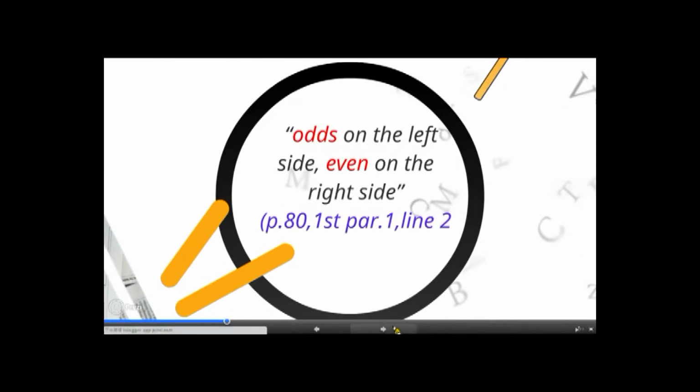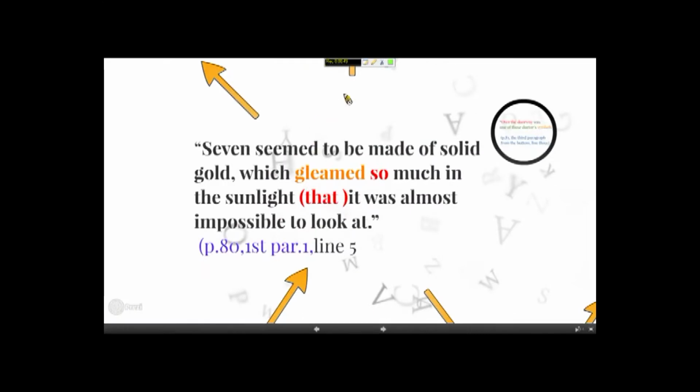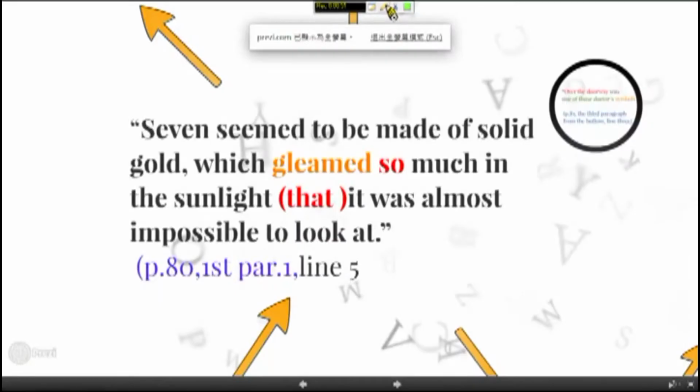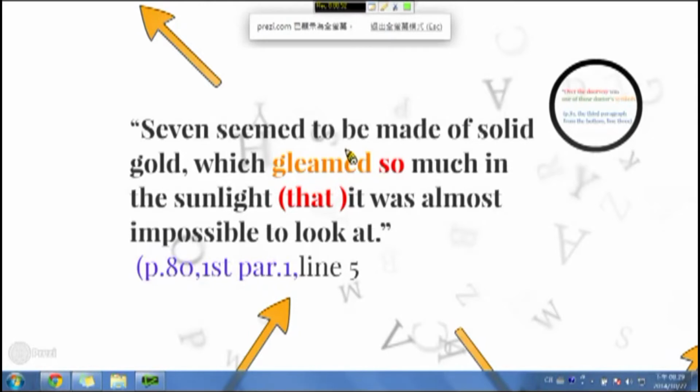Now let's read line 5 in the same paragraph. "Seven seems to be made of solid gold, which gleamed so much in the sunlight it was almost impossible to look at." Here, 7 means cabin number 7. There are 12 cabins, right? So it is the 7th cabin.